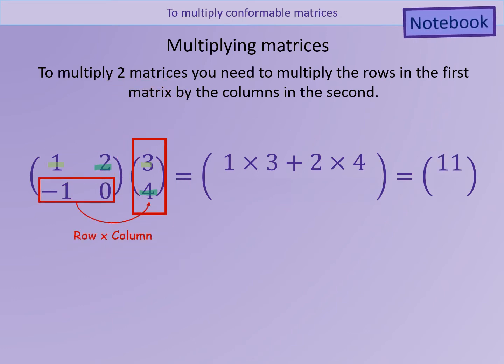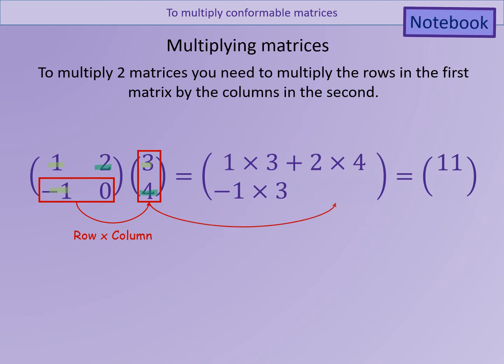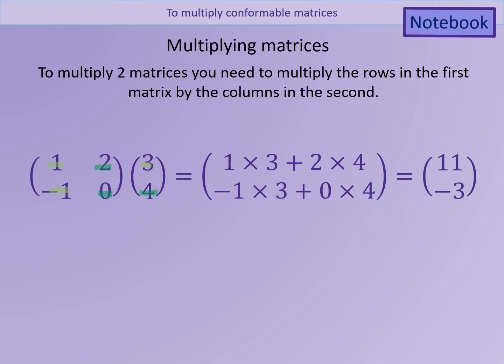Then we do the same thing again, but with the second row in that first matrix. So we multiply the first term in that second row, minus 1, by 3, the first term in the second matrix. And then we add on that last element, 0, multiplied by 4. Then we work out that answer. Minus 1 times 3 plus 0 multiplied by 4 is minus 3.